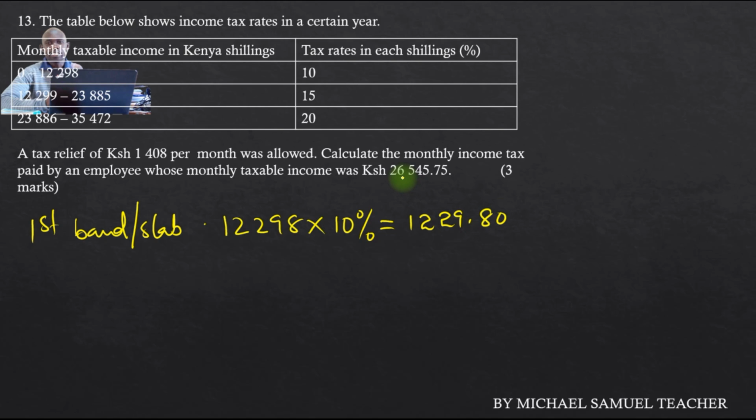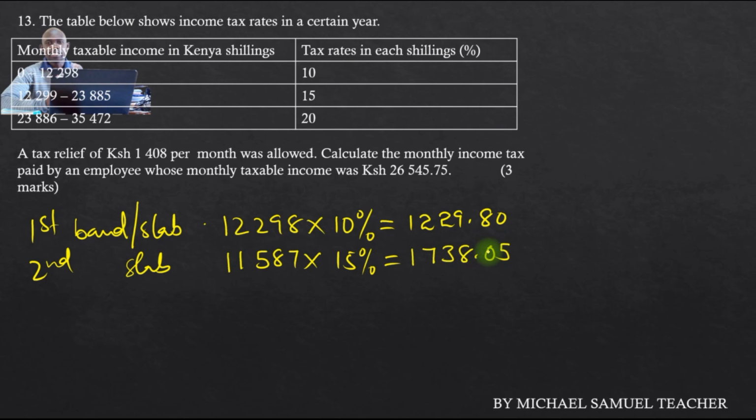We keep on subtracting from this value here. So for the second slab, 23,885 minus 12,298, we shall get 11,587. In the second slab, the rate is 15%. So we multiply, we work out, we get 1,738.05.